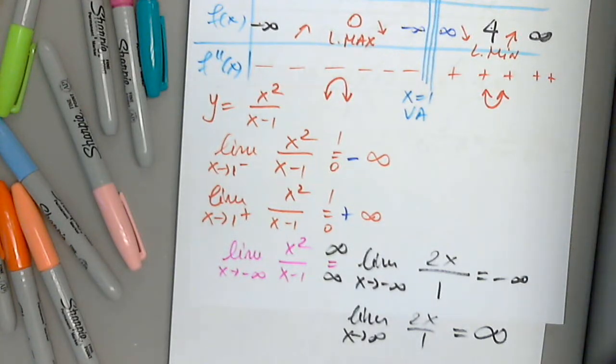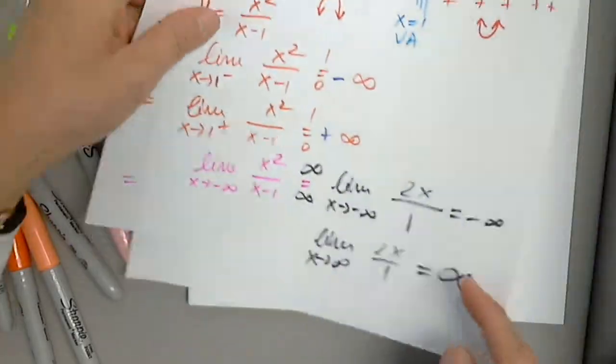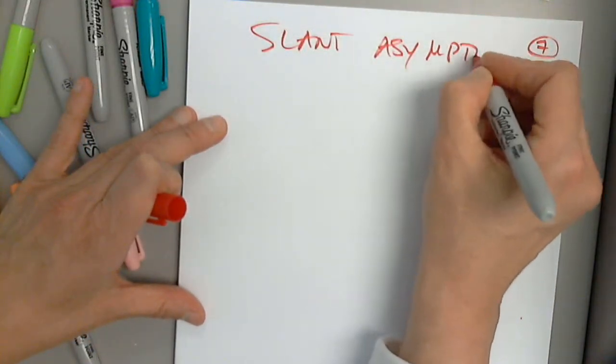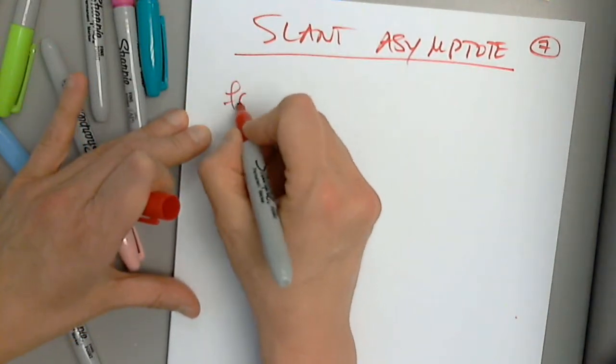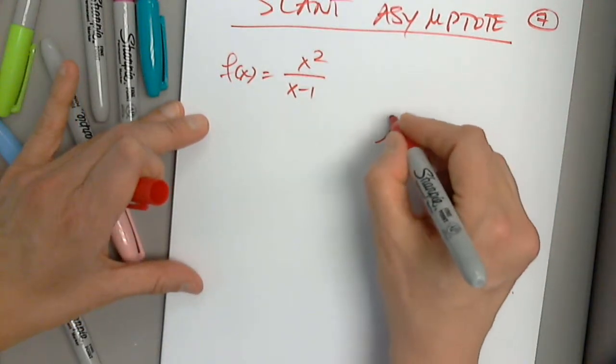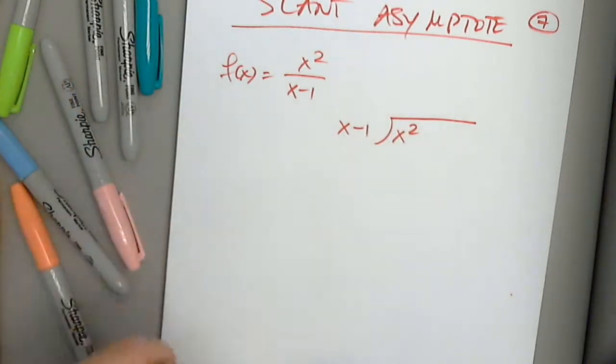Not so fast. I forgot to determine the slant asymptote. That's the reason I'm doing this. Okay, so here's how we determine the slant asymptote. Which page am I on? 7. Slant asymptote. So our function is x squared over x minus 1. We will have to divide x squared by x minus 1. We can use the long division. I should have asked before starting. We can use the long division, or you can use the synthetic division. Which one would you like to use? Synthetic. Very good. Let's use synthetic.